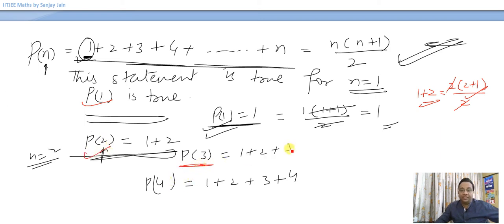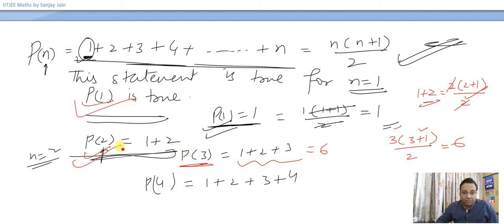If you check P3, from the left hand side it will give you 6. And from the right hand side, it will give you 3 into 3 plus 1 by 2, which is also 6, because this is 4, this is 3, 3 into 4 is 12 by 2, 6. So you have checked P1 is true, P2 is true, P3 is true. Till what time will you keep checking? So there comes the principle of mathematical induction, that we will check for n equal to 1. Then we will make a statement or a hypothesis.